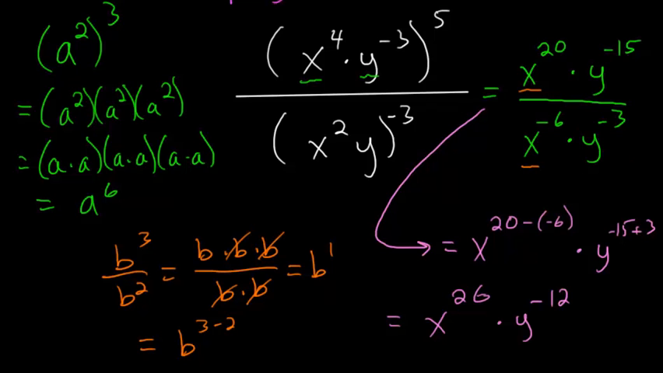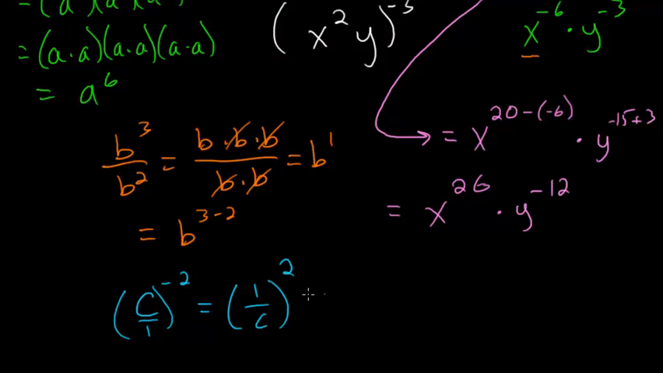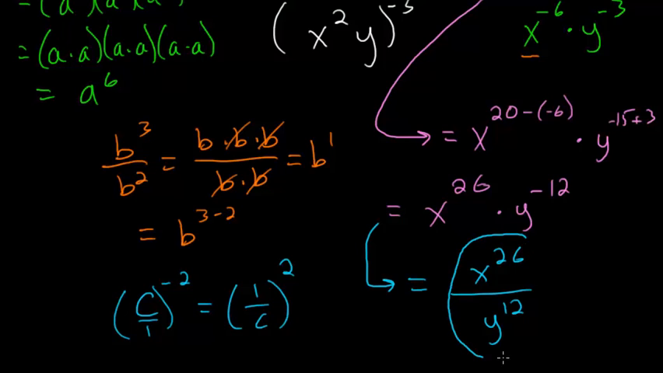And if we wanted to write this entirely with positive exponents, we can look at a much simpler example. Let's say we have c to the minus 2. We can rewrite this as a fraction, so that if we take the reciprocal of this fraction, 1 over c squared, the exponent becomes positive. So this will be true for this as well. We still have x to the 26th in our numerator, and our denominator will be y to the 12th. And this is our final answer.